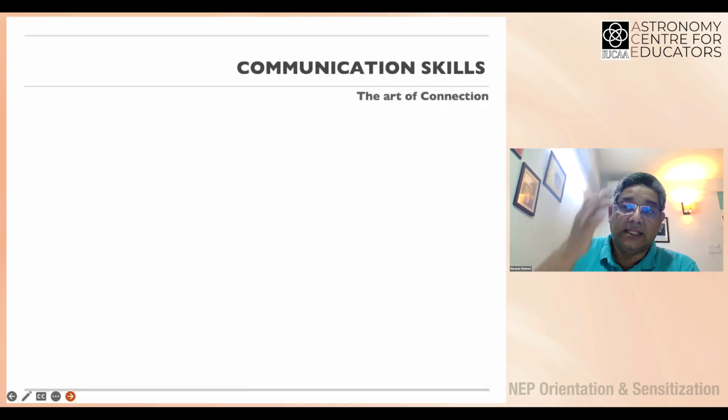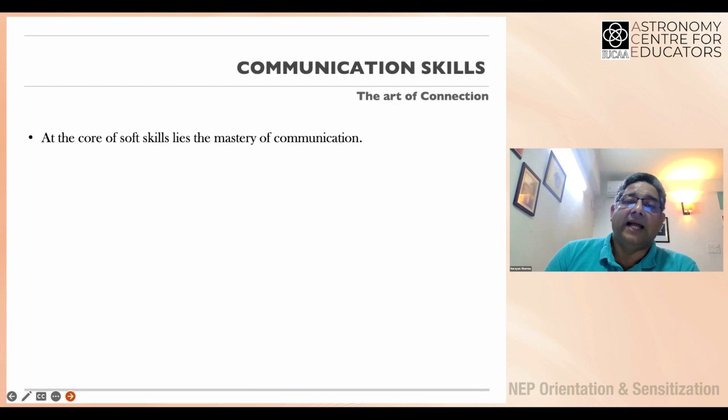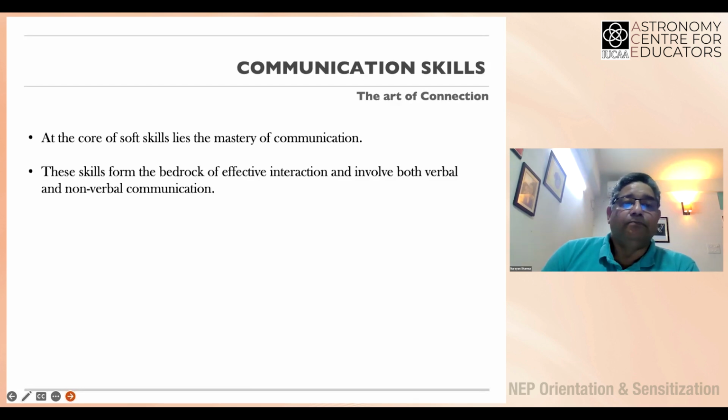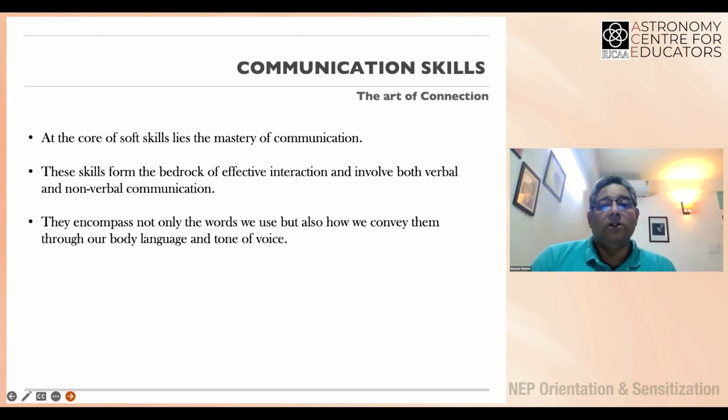One very important soft skill is the communication skill, or we can say the art of connection. At the core of soft skills lies the mastery of communication, and these skills form the bedrock for effective interactions and involve both verbal and non-verbal communication. We put a lot of emphasis on verbal communication, but it is equally important that we hone and try to read non-verbal messages, because most of the time a student may not talk, but from their non-verbal cues we can get some of the messages. They encompass not only the words we use, but also how we convey them through our body language and tone of voice.